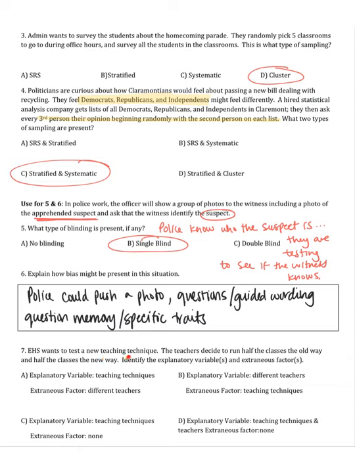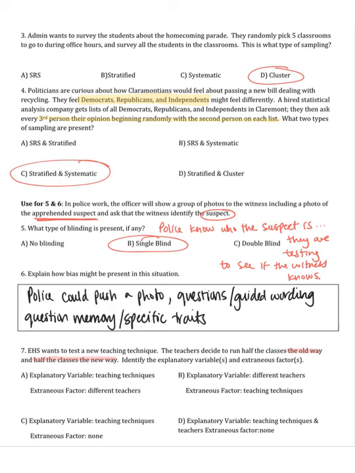EHS wants to test a new teaching technique. The teachers decide to run half the classes the old way and half the classes the new way. Identify the explanatory variable and extraneous factor. All right. So your explanatory variable here, remember, is a broad statement of the treatments. And the treatments in this case would be the old way and the new way. Those are your treatments. And so the broad way to state that would be teaching technique. And the extraneous factors, let's check those out after we decide on teaching technique.